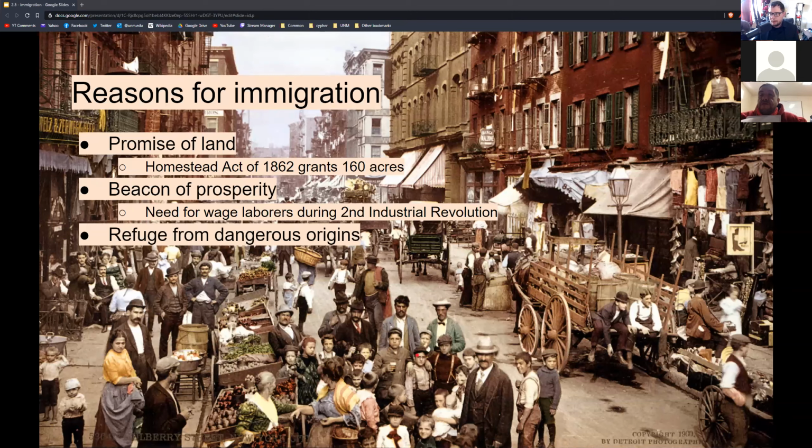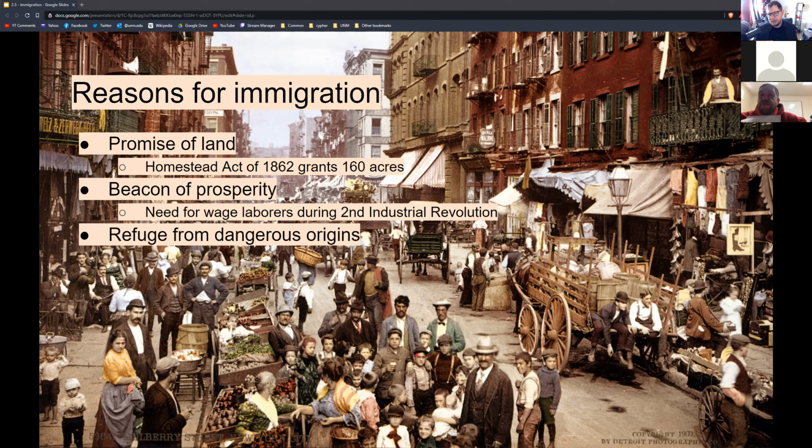And so especially after 1862, when the Lincoln administration passed the Homestead Act, anyone could immigrate west, and as long as they spent 2 years on that particular area of land, they would be able to keep it. That was the only caveat, and it gave them 160 acres.